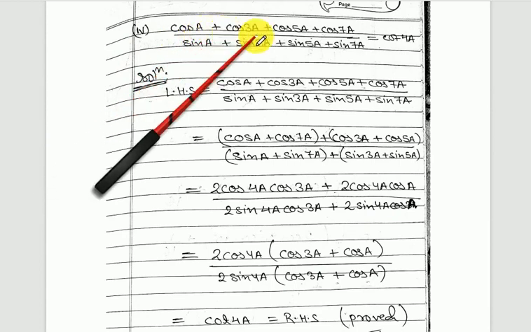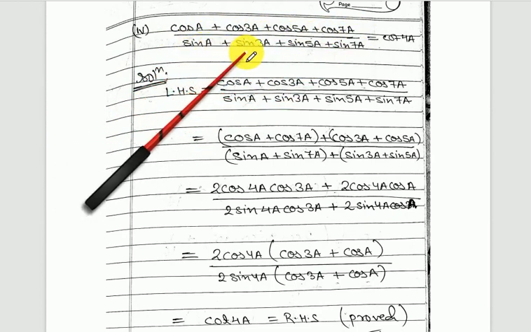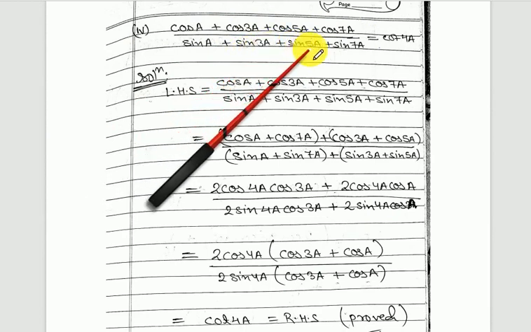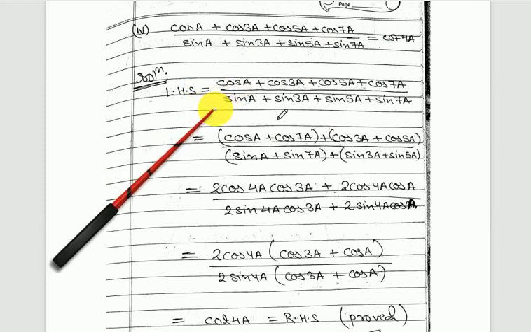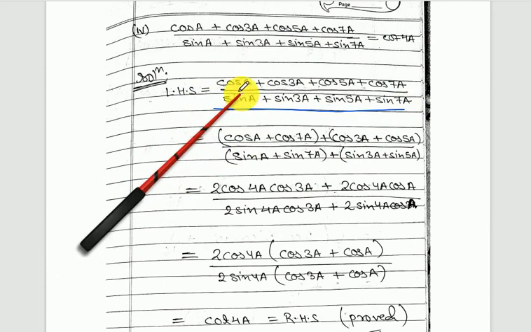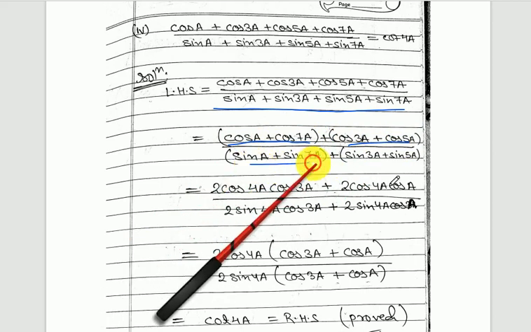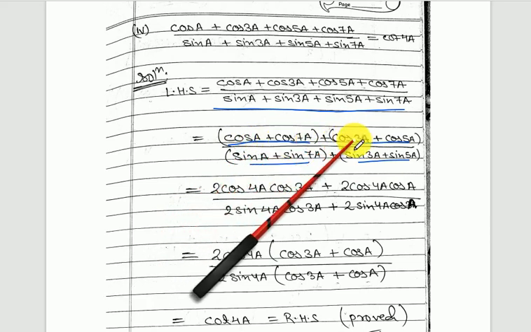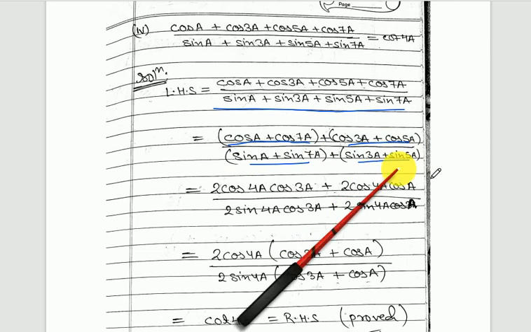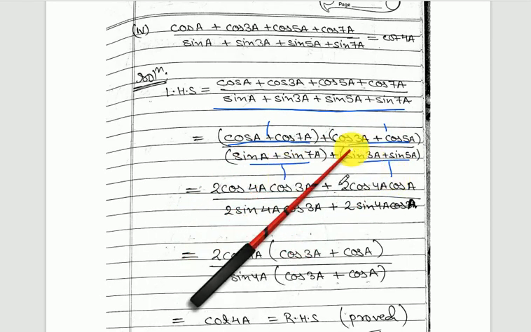Question 4: cos a plus cos 3a plus cos 5a plus cos 7a upon sin a plus sin 3a plus sin 5a plus sin 7a equals cot 4a. So take your left hand side, then in the numerator I can write it in this manner, and here we can use the cos c plus cos d formula. For the denominator also, the sin c plus sin d formula.